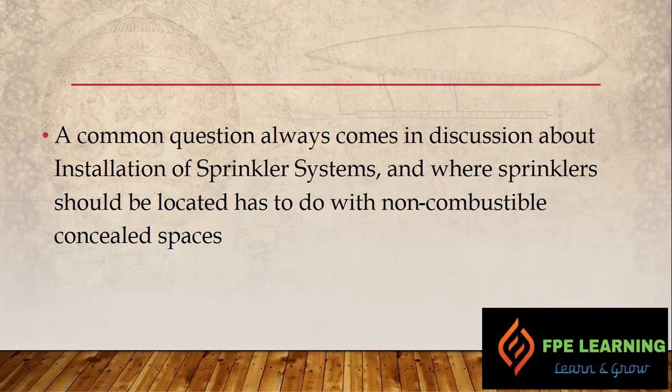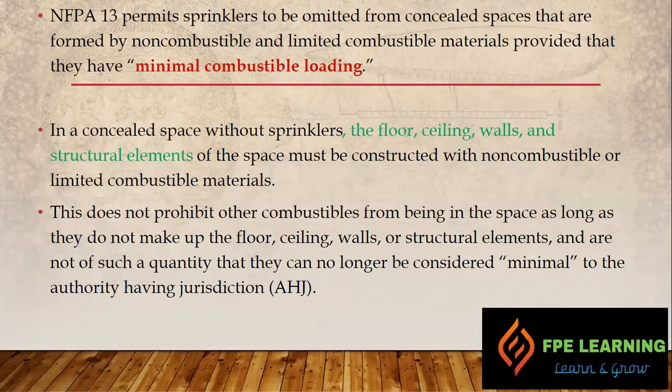So NFPA 13 permits sprinklers to be omitted from concealed spaces that are formed by non-combustible or limited combustible materials, provided that they have minimum combustible loading, right? Mostly non-combustible and limited combustible, those are the definitions we have in the definition chapter of NFPA 13, and they have taken this from NFPA 5000. So I will try to explain these two points, non-combustible and limited combustible.